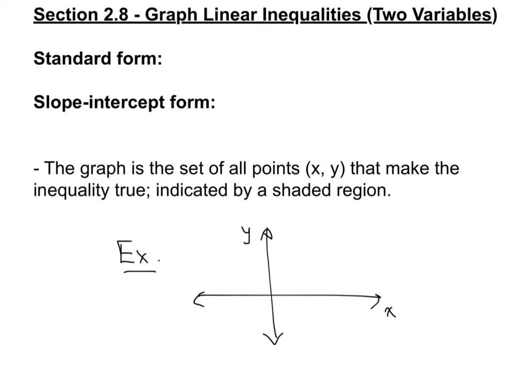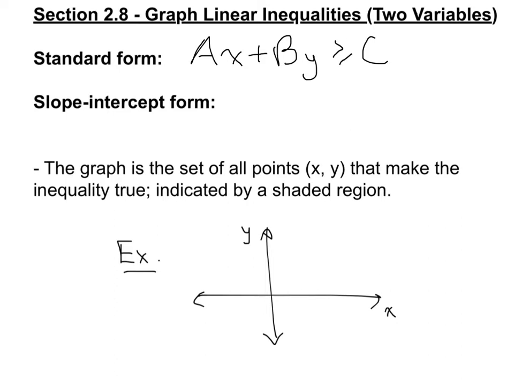So first we're going to look at two forms of equations, just like we did for graphing lines. When we're graphing inequalities, we want an equation form we're familiar with. So the standard form is going to look just like the standard form of a linear equation, except instead of an equal sign, we're going to have an inequality symbol, such as Ax + By greater than C. You could also have greater than or equal to. You can also have less than or equal to, etc., etc.